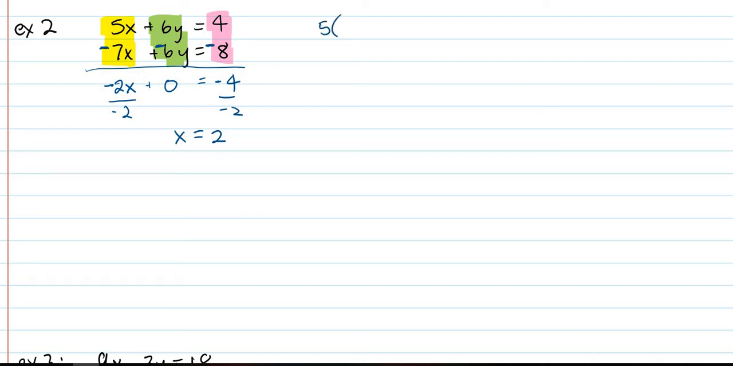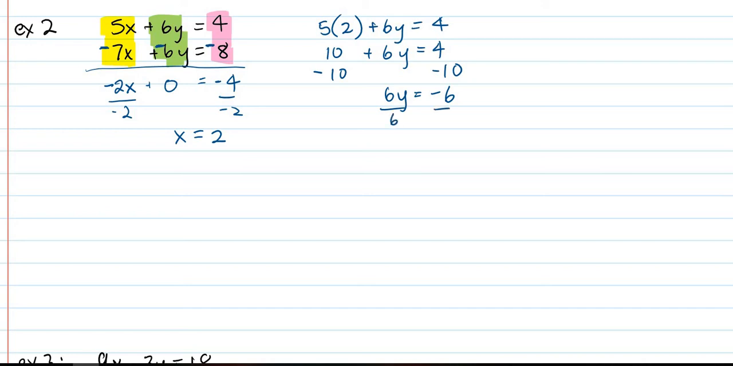I'm just going to plug it into the first equation. So we add up 5, but I'm going to substitute in 2 for x, plus 6y equals 4. So I have 10 plus 6y equals 4. I'm going to subtract 10 from both sides to isolate the 6y. So I have 6y equals -6. Then continuing to isolate and solve for y, I'm going to divide by 6 on both sides, and I get y equals -1. So I finish it by putting my final answer as a coordinate pair, 2, -1.